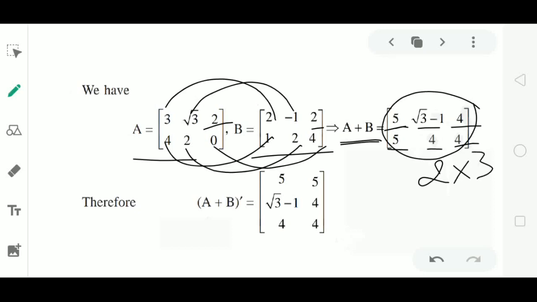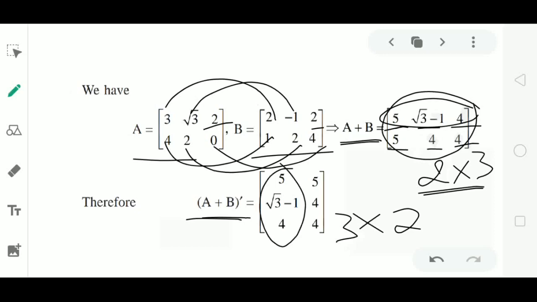Now let us find the transpose of this A plus B, that is (A plus B) whole dash. The order of this matrix (A plus B) whole dash will be the reverse of the order of A plus B. Here A plus B has the order 2 by 3, then (A plus B) whole dash will have the order 3 by 2. That is 3 rows, 2 columns. The first row of A plus B is written in the first column of (A plus B) whole dash.